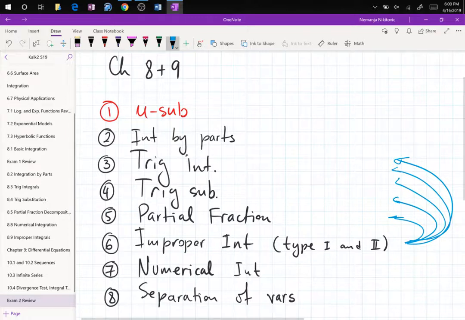Integration by parts, obviously, a combination between polynomials and exponential, polynomial and trig, and so on. So something like that. Trig integral: there might be a trig integral, there might not be, because when you do trig sub, which is guaranteed to be there, you end up working on a trig integral.